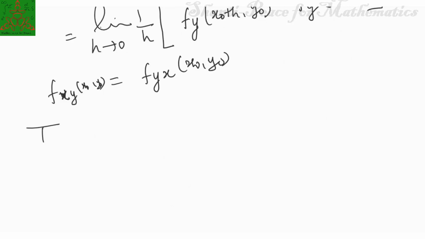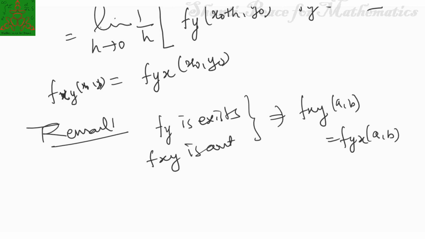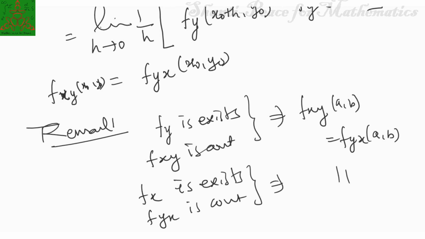Here I want to write down one remark. It says that the converse of this result is not true. What does this result say? It says that if f_y exists and f_xy is continuous, these two quantities imply that f_xy at some point (a, b) is the same as f_yx at (a, b). This theorem can also be written as: if f_x exists and f_yx is continuous, then also we can make the same argument. So that is the first remark I want to tell you.